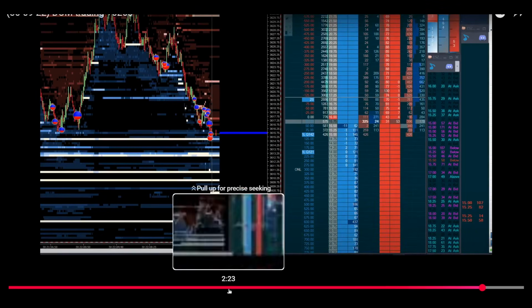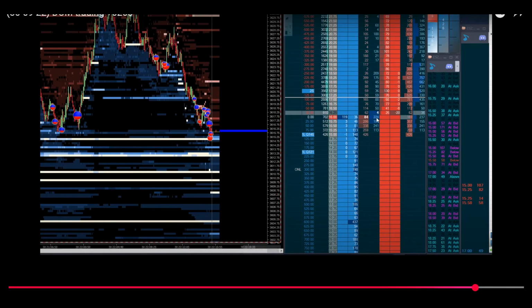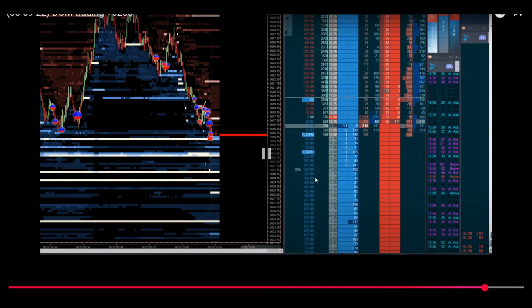Yeah, let me go back again. So he sees the spot to lean against, and he's been preferring shorts because lower micro time frame momentum is to the downside. We went up again and rejected higher prices, and it's basically flushing out weak longs right now.